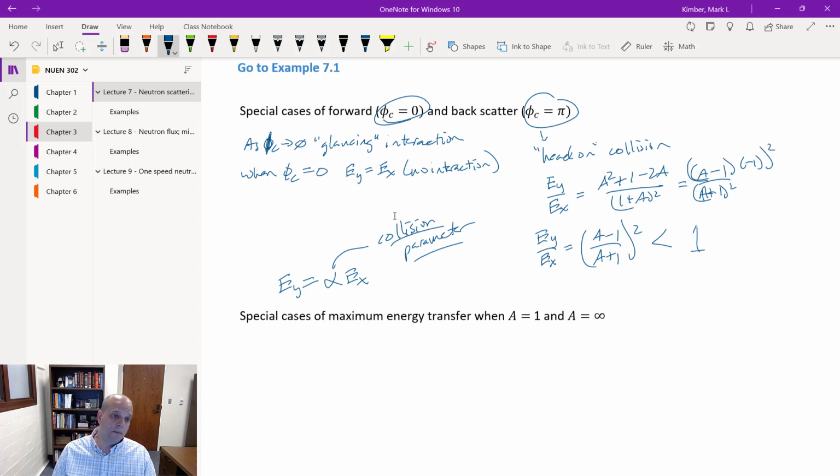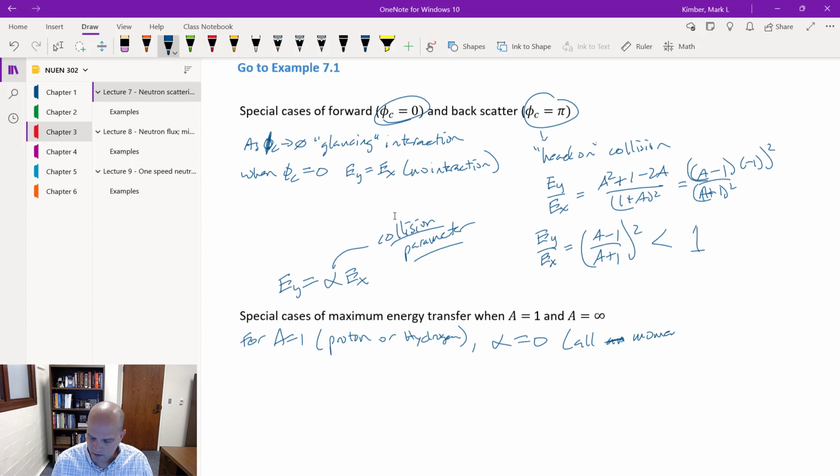So now let's look at the cases of maximum energy transfer when A equals 1 and A equals infinity. For A equals 1, we talked a little bit about this already, but what would this be? This would be a proton, or it could be hydrogen. In this case, my collision parameter, alpha, if I look at that, it's A minus 1 over A plus 1, then this alpha equals 0. And what that means is that all momentum is transferred and the neutron comes to rest.